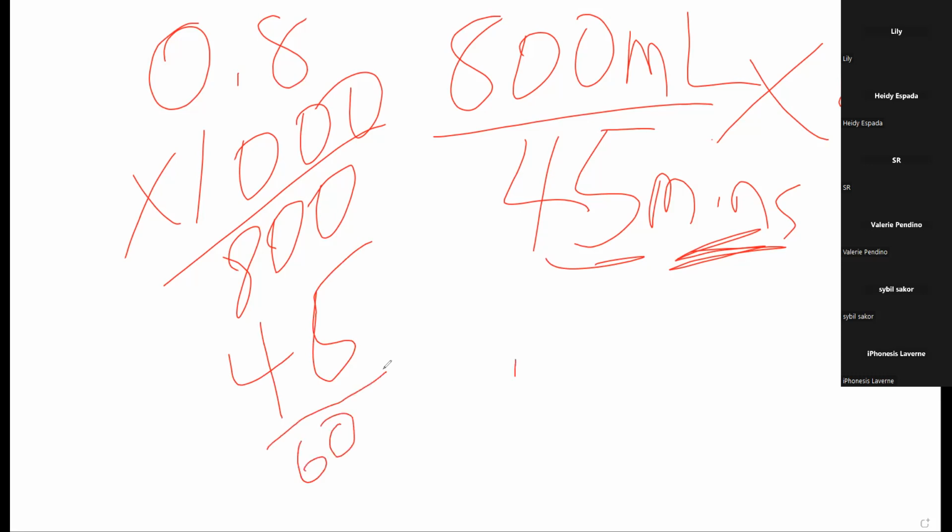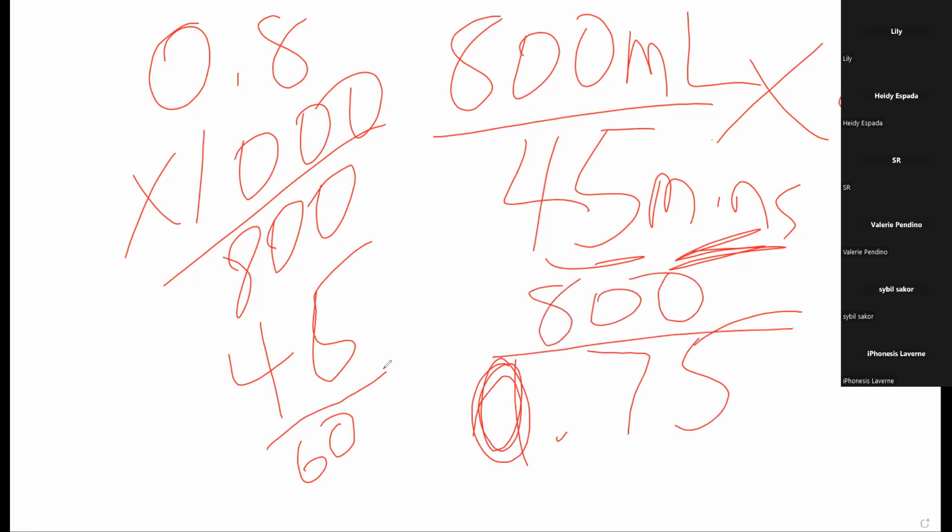That's going to give you probably 45 divided by 60. It's going to give you 0.75, I think. Yeah, 0.75. If you took your 800 and divided it by 0.75, you'll see that you get the same answer. But you have to do more steps there. That's all.